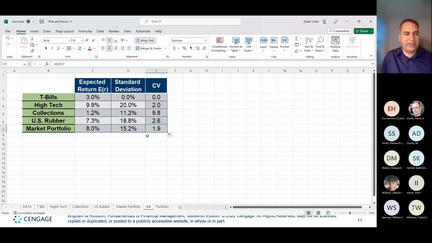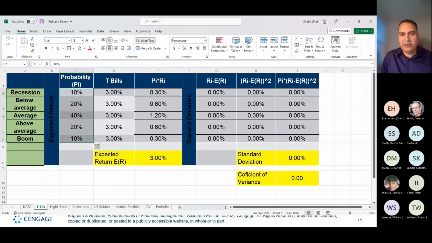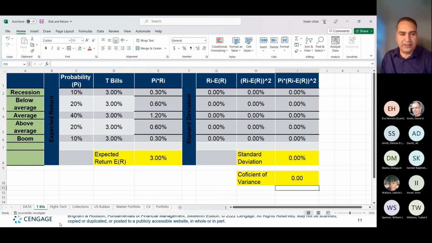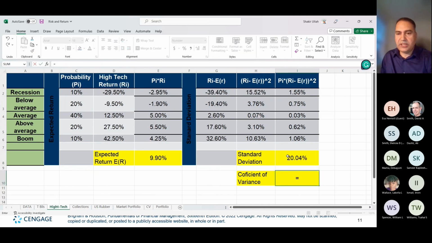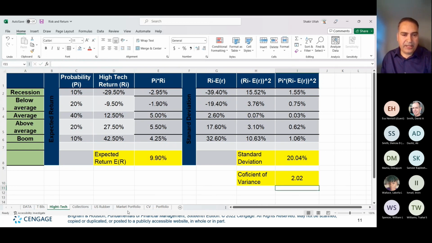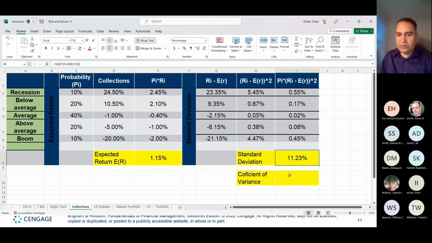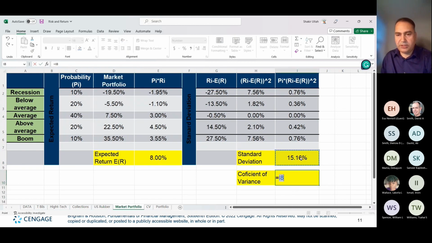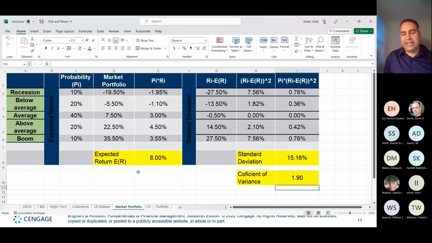So that's what we have right here. And by the way, in each of these separate tables, I have also calculated the coefficient of variance. Again, we take the standard deviation and divide it by the expected return. For the high tech, that equals the standard deviation divided by its expected return, the same thing that we got in the CV tab. The US server is already done, and the market portfolio is already done. If you want to redo it, it is the standard deviation divided by the expected return.